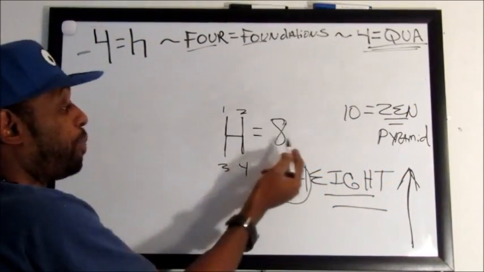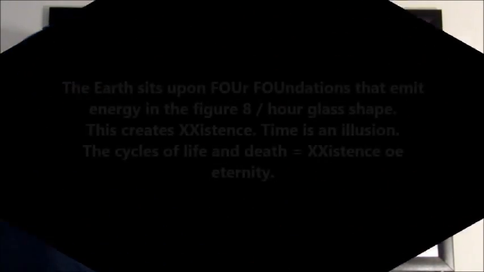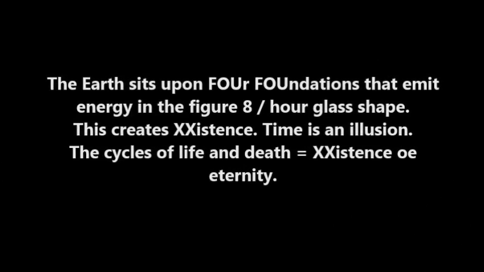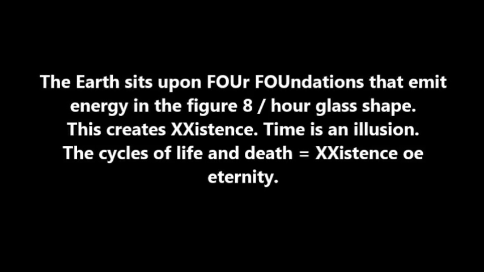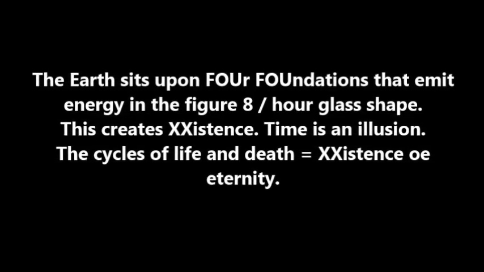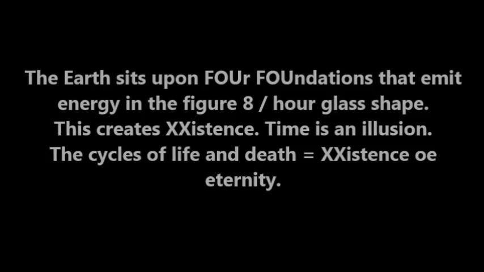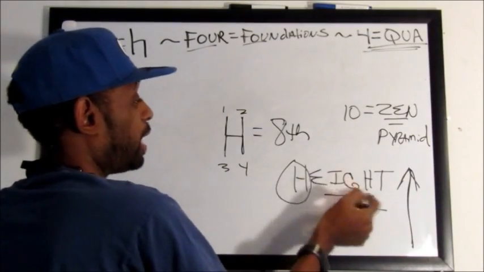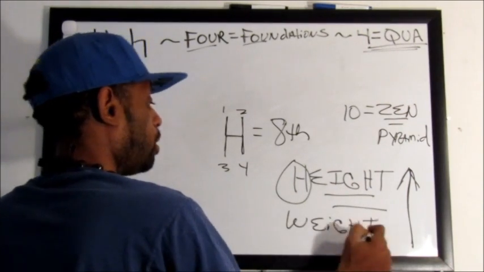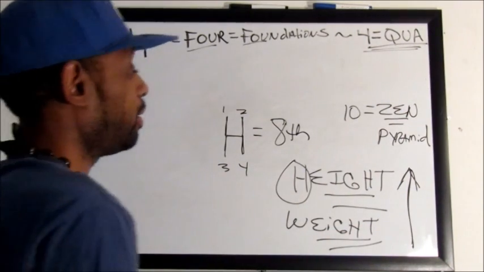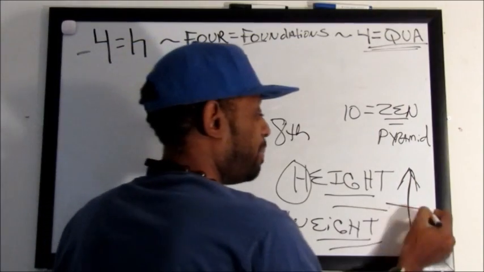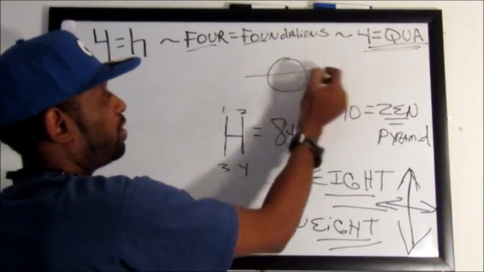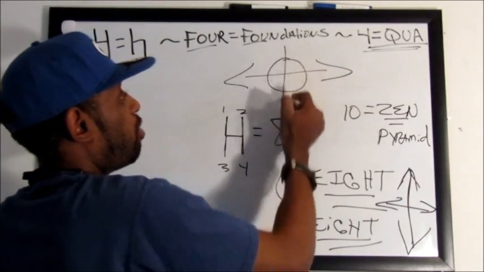Remember, the H got 4 points. It's the 8th alphabet. Remember, you can't spell height without 8. You can't spell weight without 8. This is dealing with all of the dimensions of the cosmos. It takes you right back to where we started, which is the binary code.